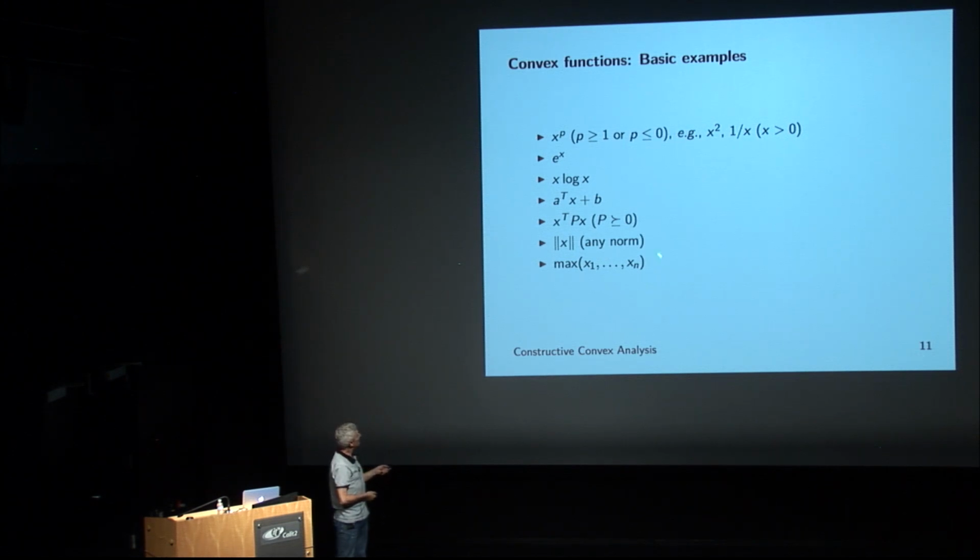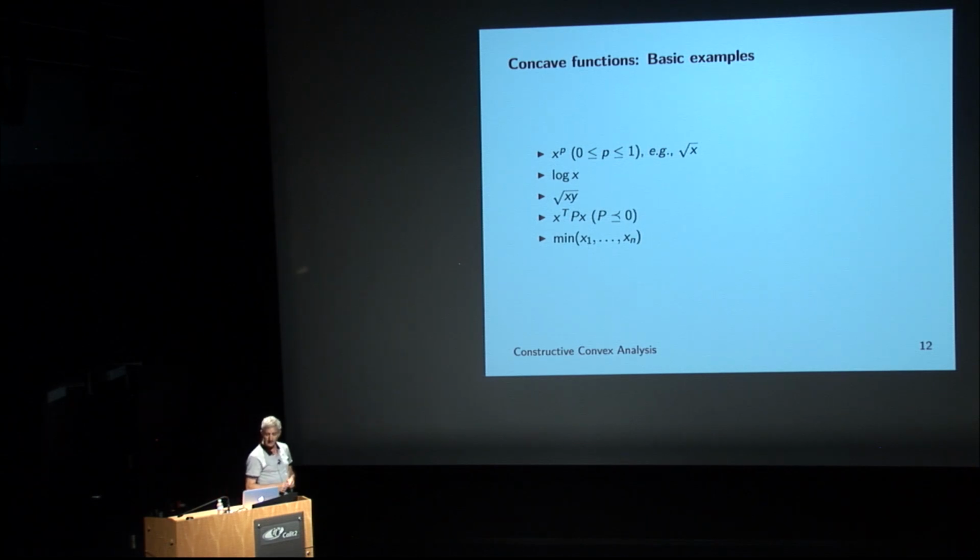Here's one, the maximum of the entries of a vector, right? That's a horribly non-smooth function, right? When the maximum is repeated, if there's a tie for maximum, this function is not differentiable, right? And so that's a good example of a convex function. Okay.